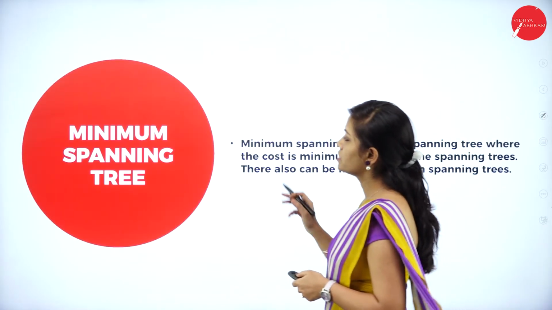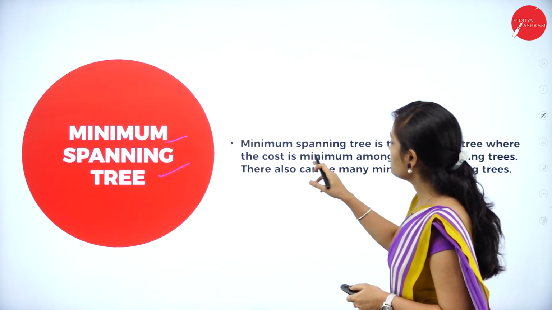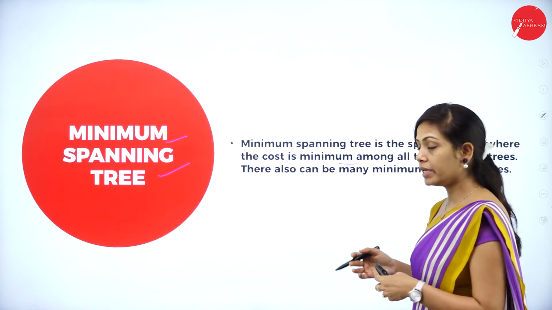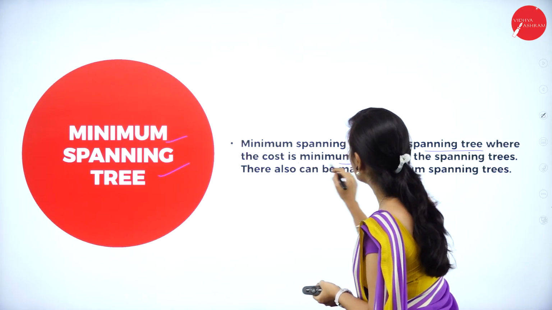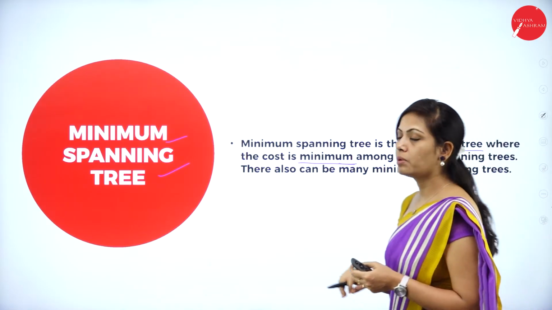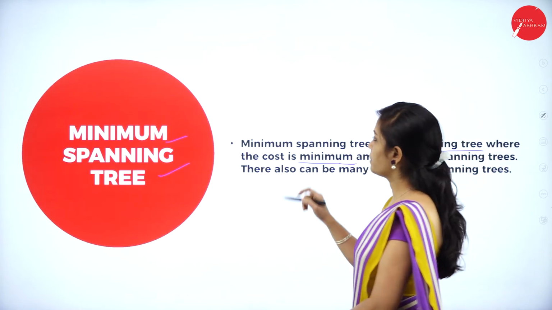And next one is the minimum spanning tree. So now, what is the definition of a minimum spanning tree? A minimum spanning tree is almost a spanning tree, but the cost is the minimum among all the spanning trees, and that is called a minimum spanning tree. Is it clear? So now I'll give an example.